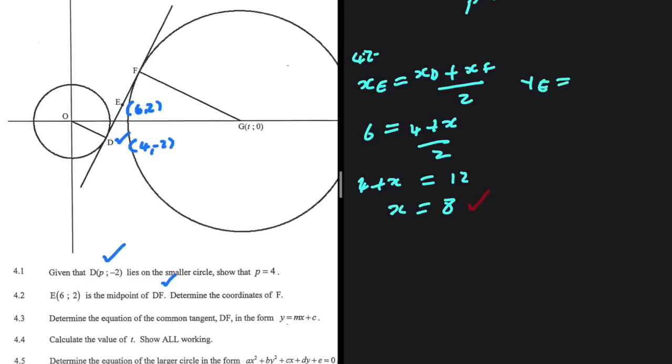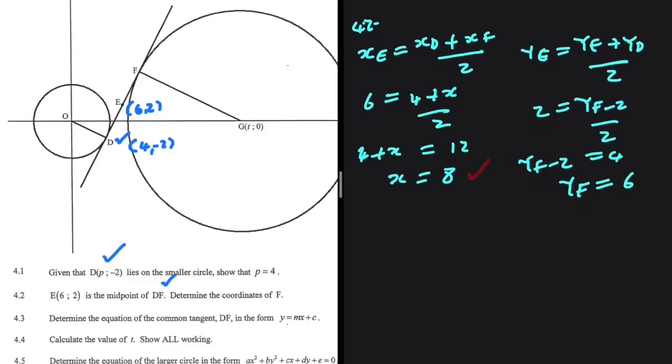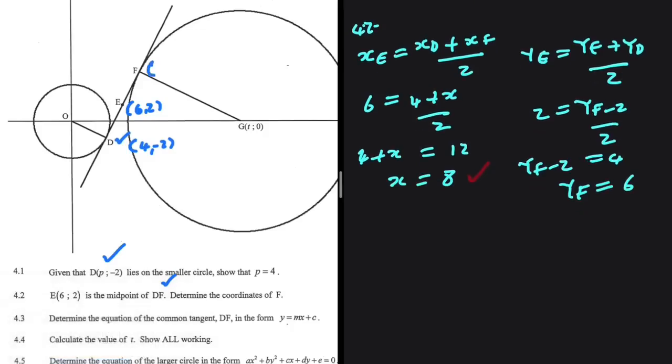The y coordinate of E is equal to the y coordinate of F plus the y coordinate of D, everything divided by 2. That of E is 2, that of F we're interested in, and that of D is -2, everything divided by 2. 2 multiplied by 2 is 4, so we have y of F minus 2 being equal to 4. Y of F is indeed equal to 6. So the coordinates of F are (8, 6). We're not experiencing any difficulty so far. We are moving at the speed of light.